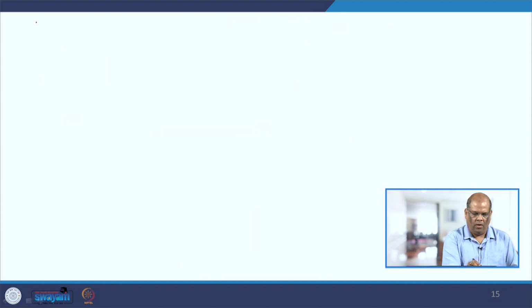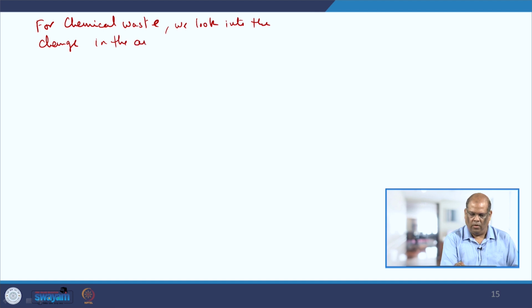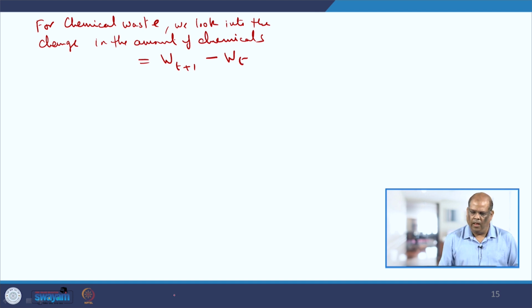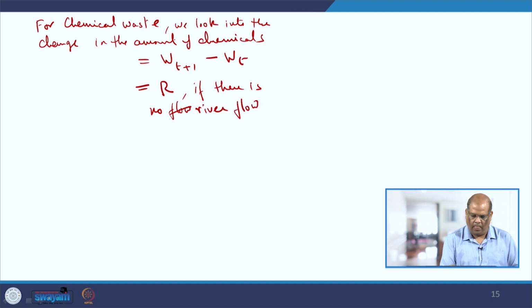Now, for chemical waste, we look into the change in the amount of chemicals, which is given by Wt plus 1 minus Wt, and this will be equal to R if there is no river flow through it. But however, in this case there is a river flow, and hence some chemicals will be removed and flow downstream.